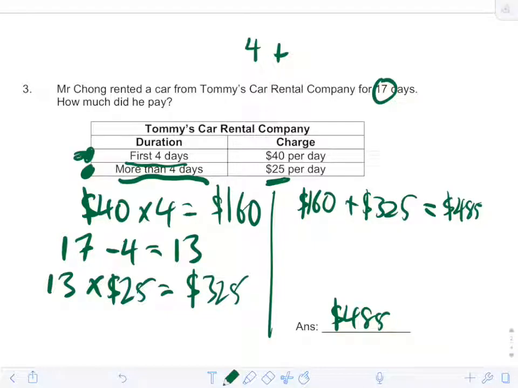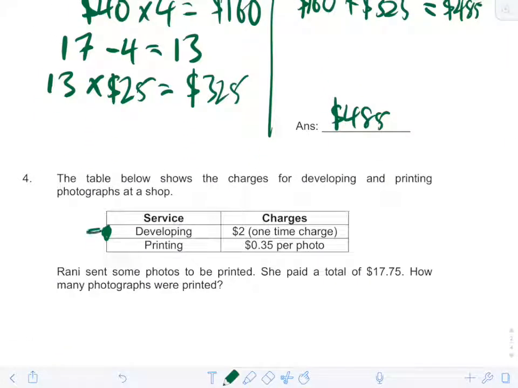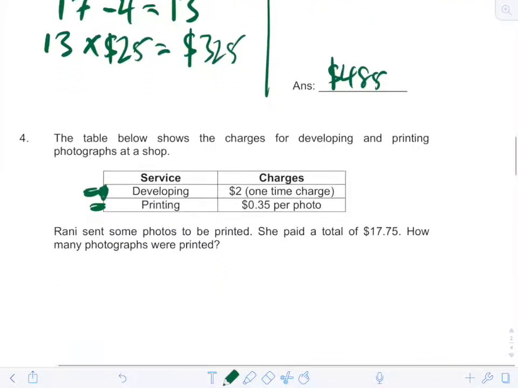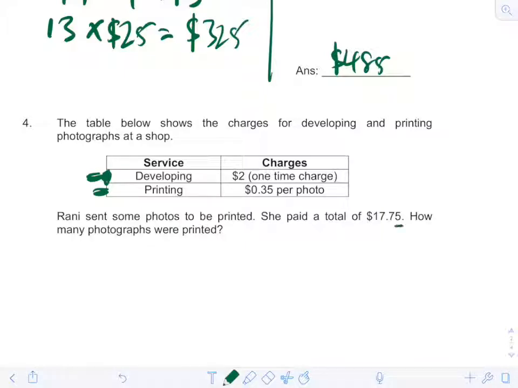It's like the previous question, this one the first 4 days. So this one will be the first part of the charge. This will be the next part. Now Rani sent some photos to be printed. She paid a total of $17.75. How many photographs were printed?